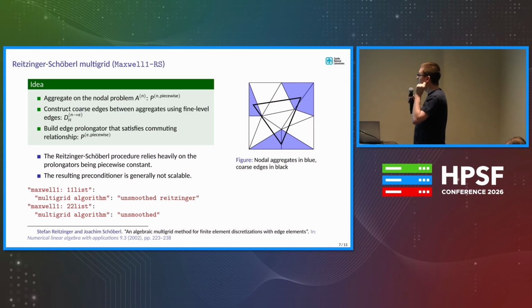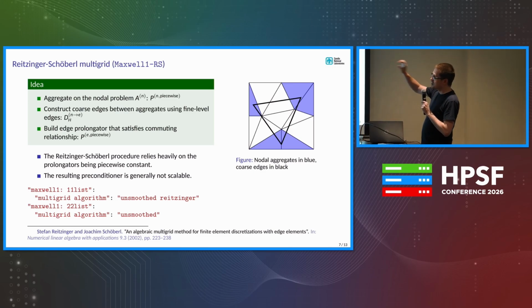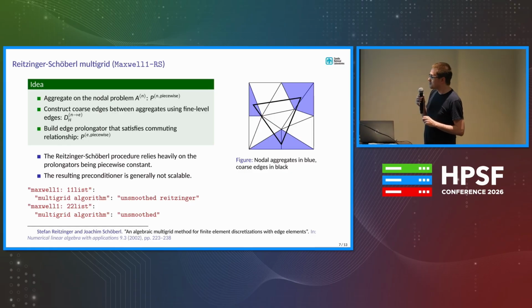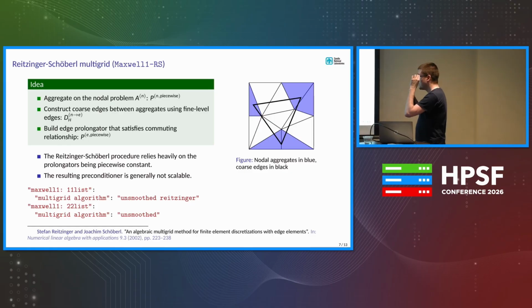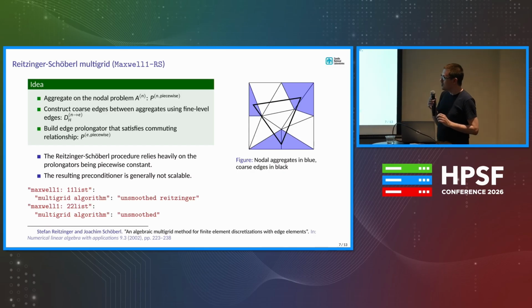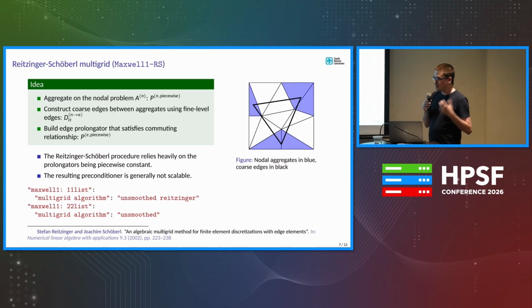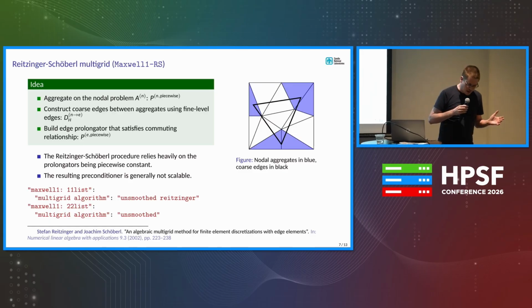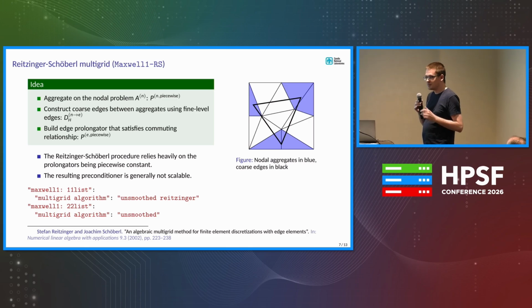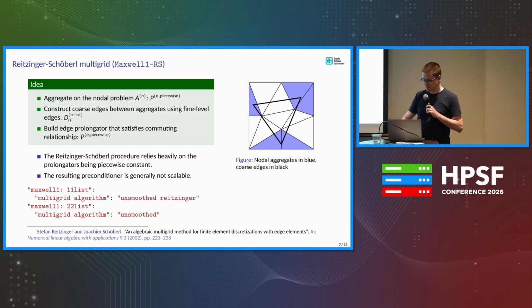Okay. The second step of then constructing an edge prolongator that effectively satisfies this commuting relationship is a bit more algebraic, and I'm not going to show this here, but it's relatively straightforward. All of this is already quite old. From 2002, it's called the Reitzinger-Schöberl approach, and it effectively allows you to construct an algebraic multigrid for curl-curl problems. The only problem with it is that the preconditioner generally isn't scalable. So we don't really want to use that in practice.